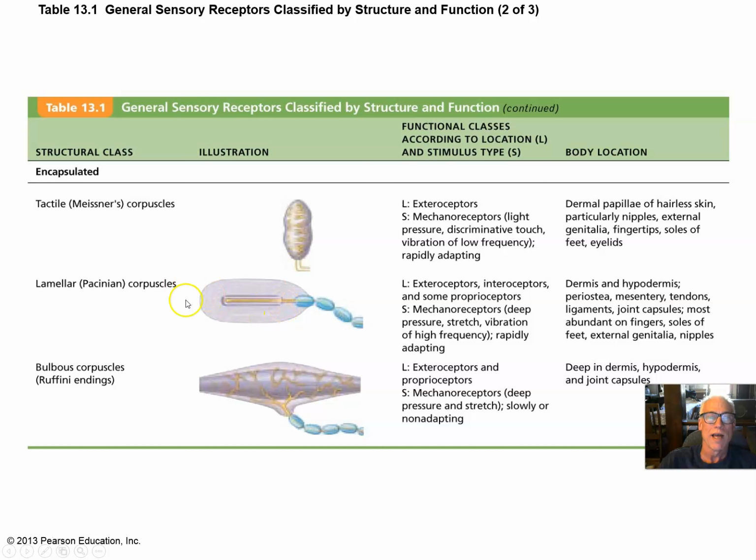Pacinian corpuscles, look at all the layers of connective tissue collagen fibers wrapped around this dendrite here, forming like a little ball, like an onion, and found deep in the dermis that senses deep pressure, stretch, and vibration. It's another rapidly adapting type of receptor, also found in tendons and ligaments, joint capsules, so it plays a role in some kinesthesia, even though it's a fast adapting receptor. Ruffini's endings are, again, a type of encapsulated receptor that is non-adapting, that's found in your joint capsules as well as your deep dermis and hypodermis, that senses deep stretch, but also joint position.